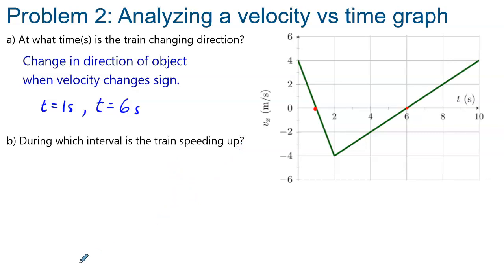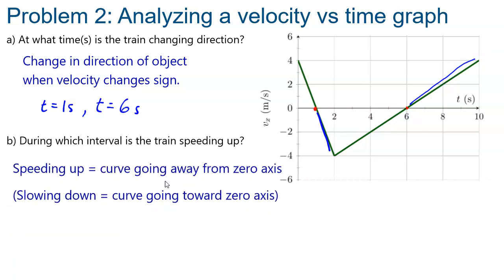Speeding up is fairly easy to identify. We just want to look for when the velocity was 0, and then the magnitude of the velocity has to be increasing. So every time we're going away from the 0 axis, we are dealing with a case where it is speeding up. In blue are the two intervals where the object is actually speeding up. Again, speeding up, the curve is going away from the 0 axis, and by opposition, slowing down would be when the curve is going toward the 0 axis.